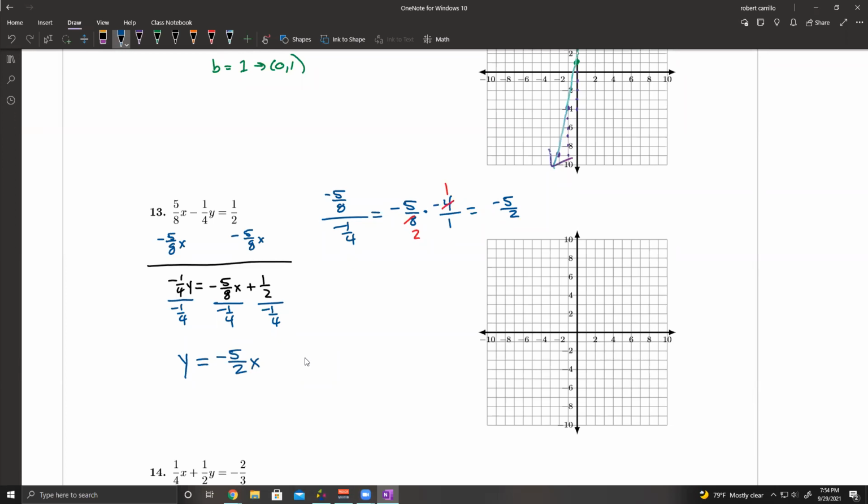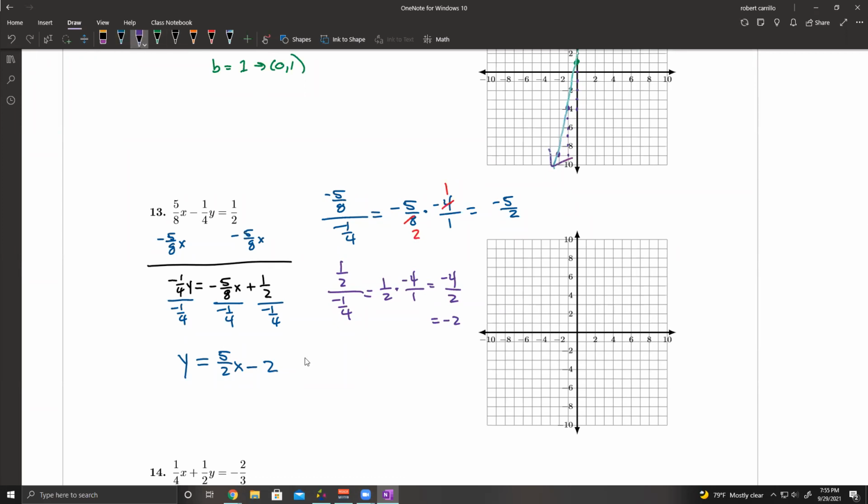Actually, no, it's positive, right? Because it's negative over negative and then negative times negative. So positive 5/2. Okay. And then the next fraction work, 1/2 over negative 1/4 multiplied by the reciprocal, negative 4 over 1. That gives you negative 4 over 2, which gives us negative 2. So minus 2. Okay, cool. There's our equation. 5/2 x minus 2.